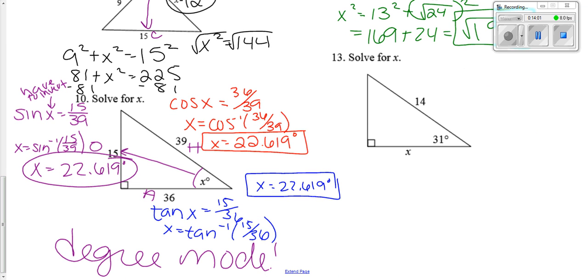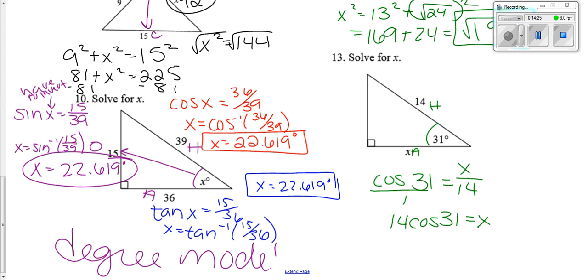Number 13, I'm going to have to use trig because it's not a 30, 60, 90, and I have an angle. So the 31 is my angle. X is my adjacent. 14 is my hypotenuse. So this is cosine of 31 equals x over 14. Cross multiply, I get 14 cosine 31 equals x. So x equals 14 cosine 31, 12.0003.